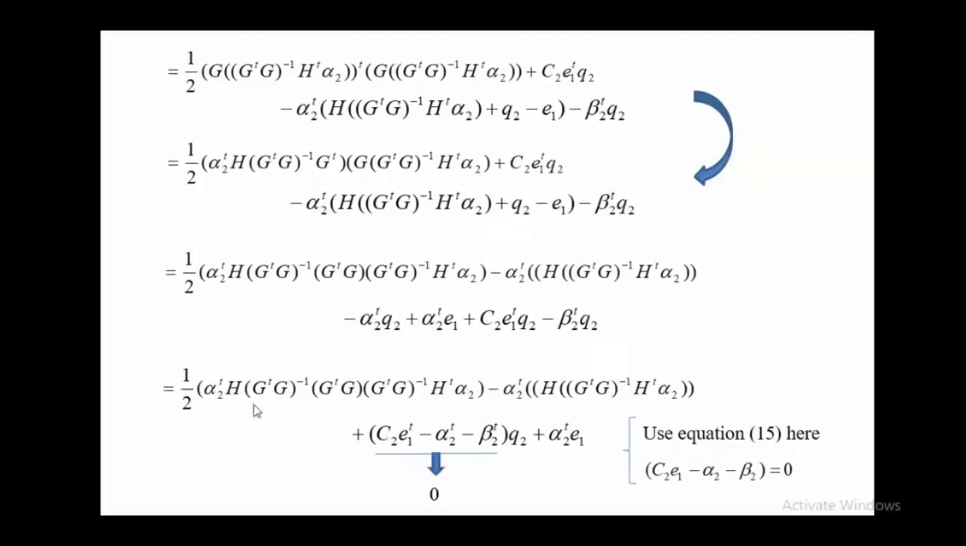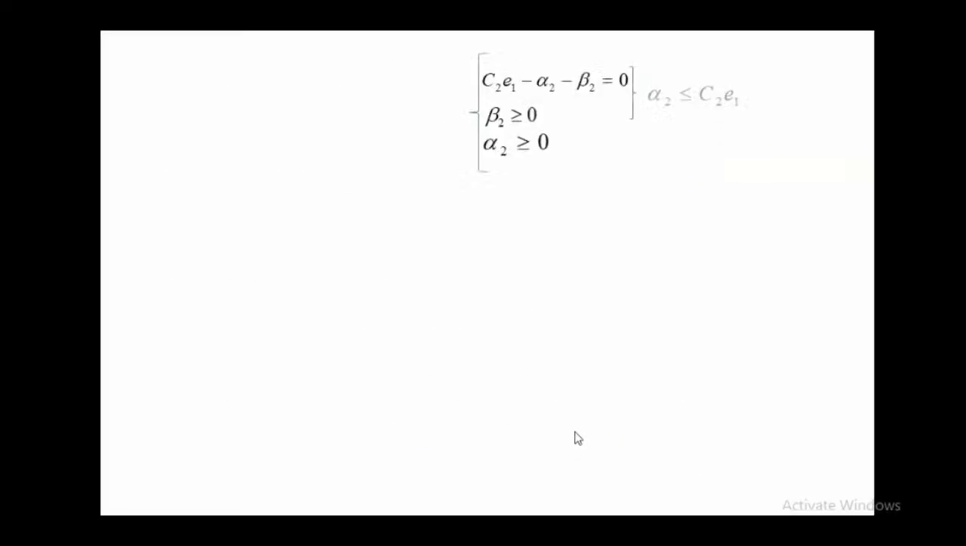And in the same manner, because this is equal to 0, you can make this whole term 0, so you will get it only this way. In the last, this is again some constraints, so you have to handle the constraints also. Beta 2 greater than or equal to 0, alpha 2 greater than or equal to 0. So you can combine these two constraints. Obviously based on this, you can write alpha 2 less than or equal to C2 E1, and further you can combine these two inequalities and write them in a single inequality like this.